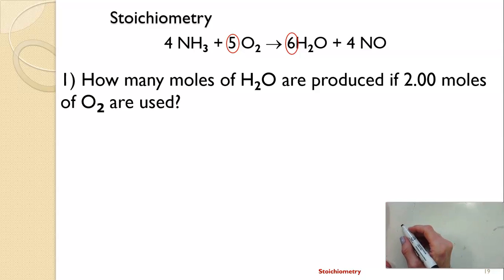I take my given. The given in this case is 2.00 moles of oxygen. I want to calculate the moles of water that are produced from 2 moles of oxygen. So I'm going to use these mole ratios. I'm going to first write down my unit. So I'll take the moles of O2 and put them in the denominator. Moles of what I've got goes on the bottom. Well, what am I looking for? I'm looking for moles of water.